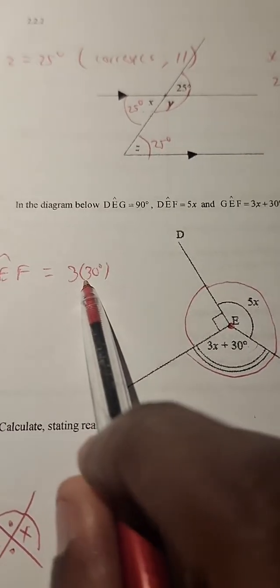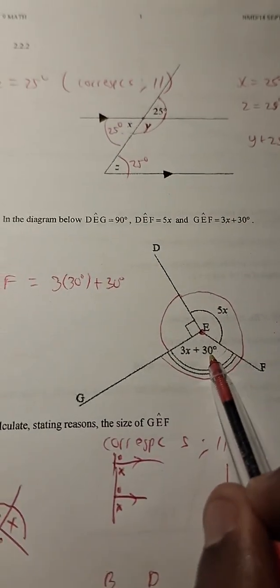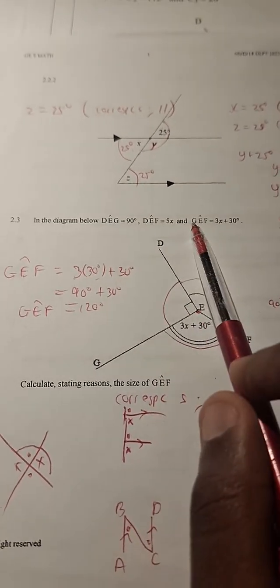So in the place of x, we substitute 30 in this one. Then we solve: 3 times 30 is 90. 90 plus 30 is 120. So angle GEF is 120 degrees. So always read the question, guys.